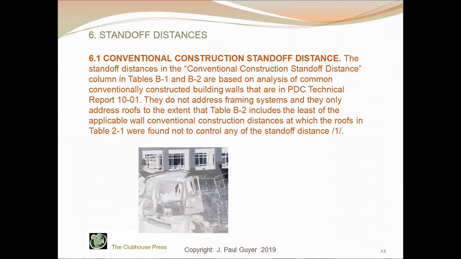They do not address framing systems, and they only address roofs to the extent that table B2 includes the least of the applicable wall conventional construction distances at which the roofs in table 2.1 were found not to control any of the standoff distances. The building components upon which the conventional construction standoff distances are based are indicated.